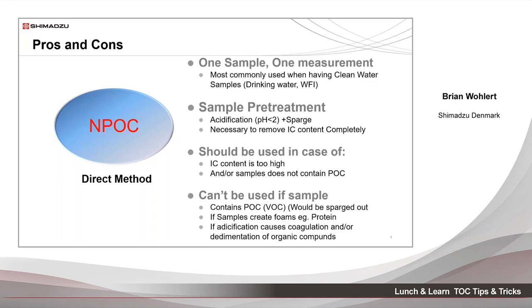So for instance, if you have samples which create foam, it can be difficult to use the NPOC measurements because we sparge the sample with the air. Another thing which could cause problems with the NPOC analysis is if the acidification causes coagulation or sedimentation of organic compounds. Then you have to use the difference method. So measure the TOC by the differential method as TC minus IC.